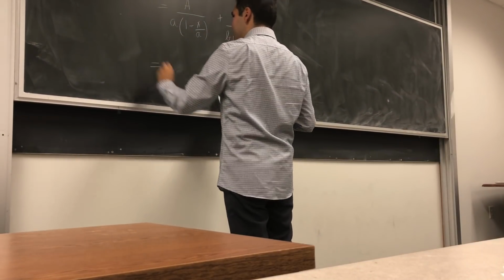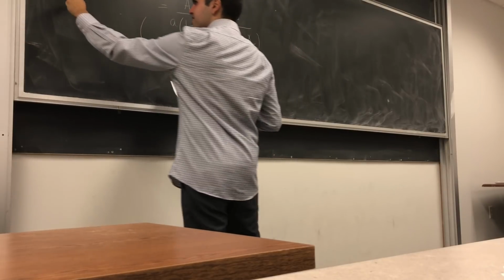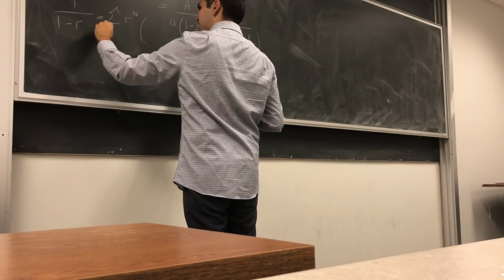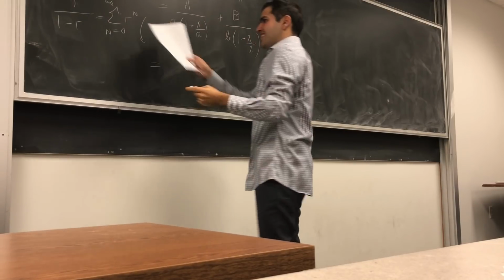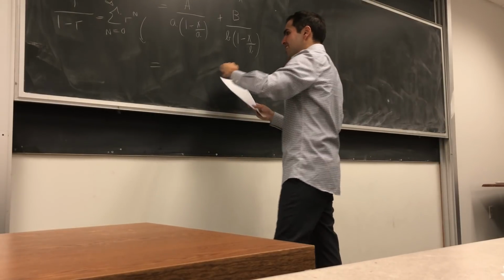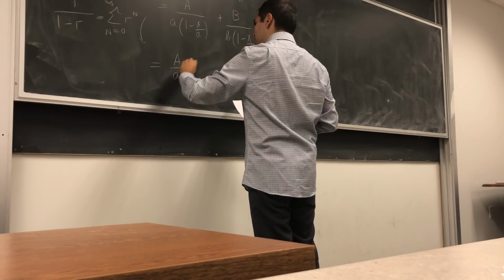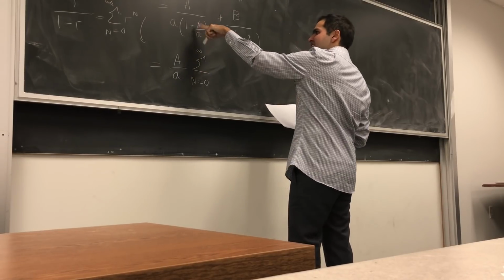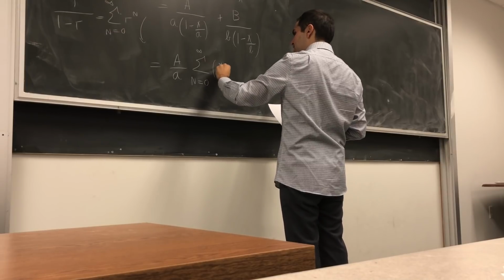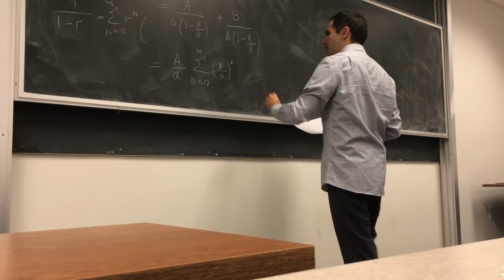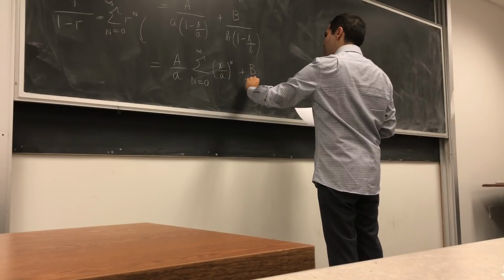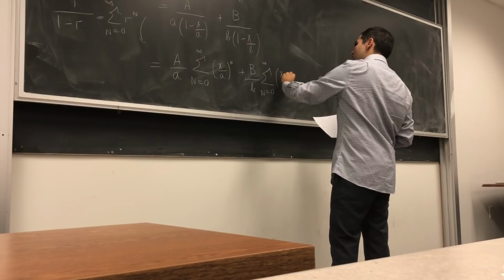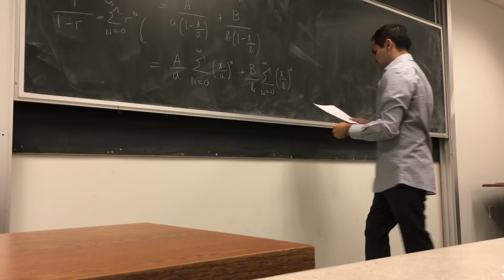Okay, and now, remember, the nice thing is that 1 over 1 minus r is just the sum of r to the n from 0 to infinity. This is the geometric series. So in particular, this becomes A over little a times the sum from 0 to infinity, here r is x over a, so x over a to the nth power, plus B over little b times the sum from 0 to infinity of x over b to the n.